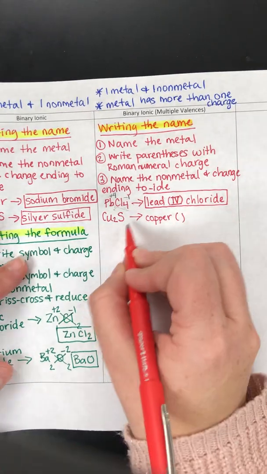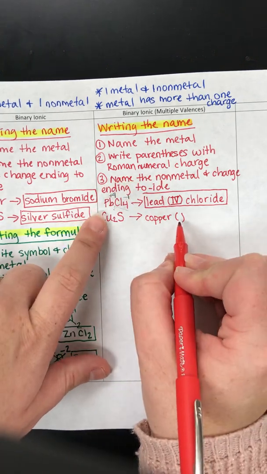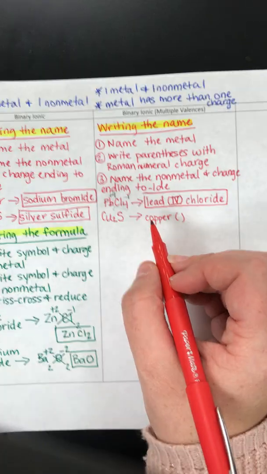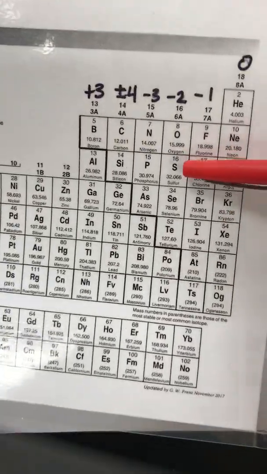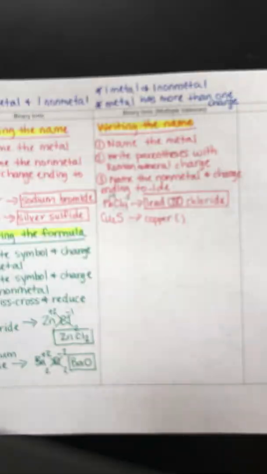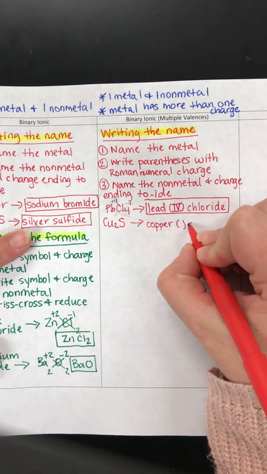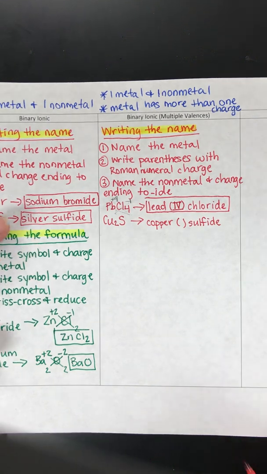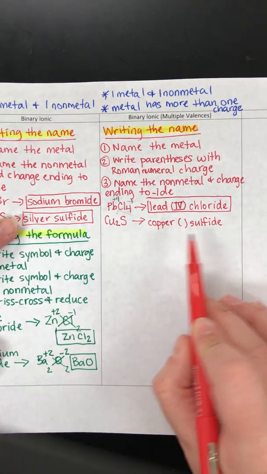All right? And then we're going to name the nonmetal. We'll come back to the Roman numeral here in a minute. We're going to name the nonmetal and change the ending. Well, S has a name. S's name is sulfur. So we're going to change that to sulfide. Okay? Name the nonmetal and change the ending to "ide." So now we've accomplished that.